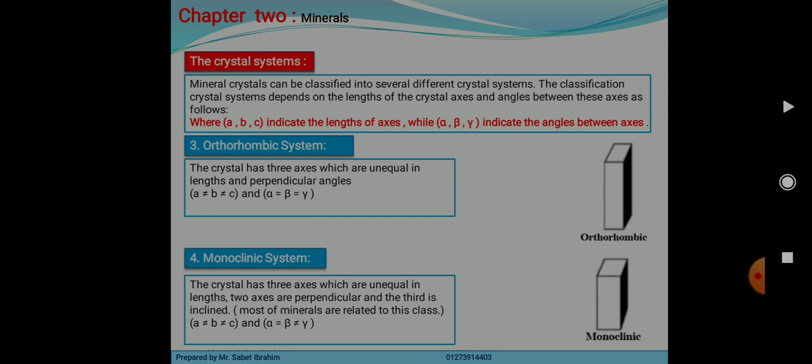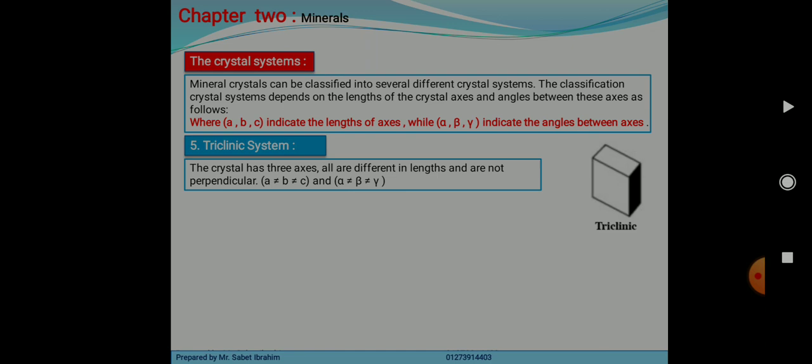The crystal system number 4 is the monoclinic system. Here, the monoclinic system is like orthorhombic, but one angle doesn't equal 90 degrees. So the axes are different in length. A doesn't equal B, doesn't equal C. And of the angles, two of them are equal, alpha equals beta and doesn't equal gamma. This system is monoclinic.